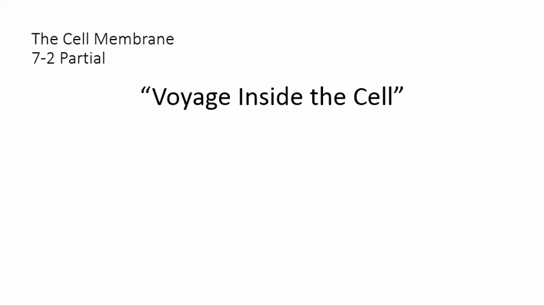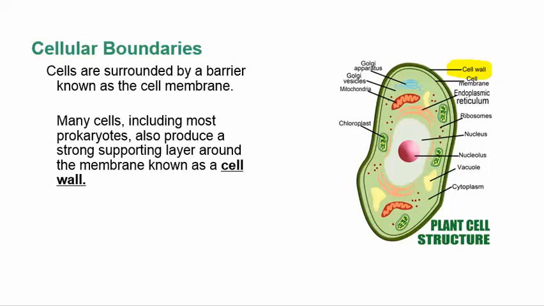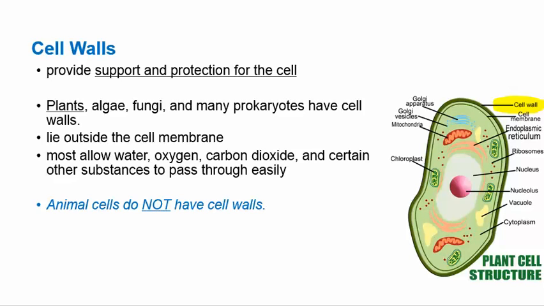So outside of the cell membrane, many cells have what's called a cell wall. Now this cell wall is for protection and support, and it will also usually allow things to pass through it, like water, oxygen, carbon dioxide. The type of cells that have this cell wall are plants. I'd say almost all plant cells have a cell wall. Algae, fungi, and many prokaryotes or bacteria have cell walls.